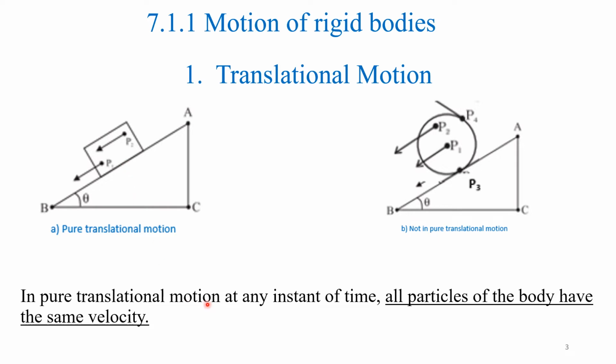In pure translational motion, at any instant of time, all particles of the body have the same velocity. Consider now the rolling motion of a solid, metallic or wooden cylinder down the same inclined plane as shown in figure B. Here the points P1, P2, P3, P4 are moving with different velocities.